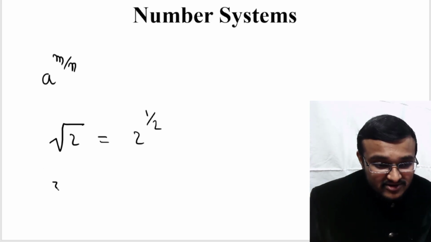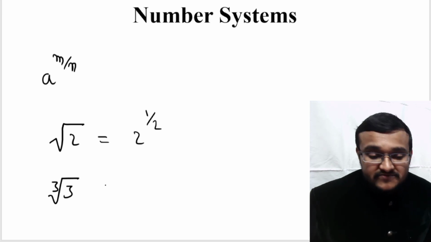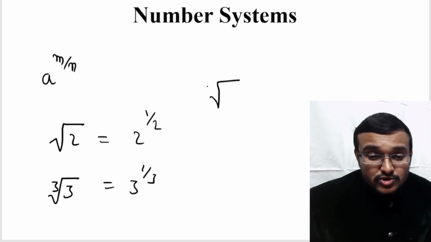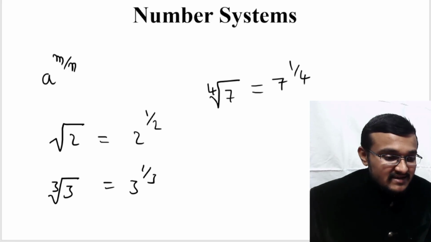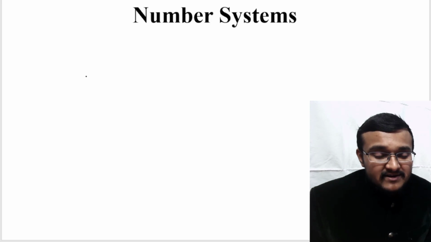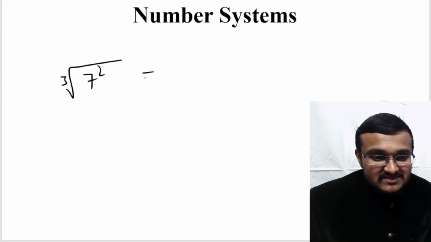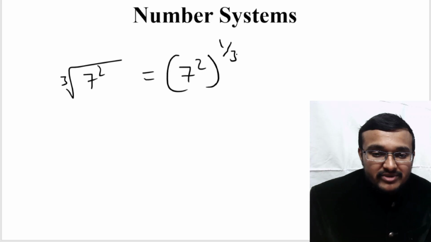Similarly, whenever you are doing cube root of something, for example cube root of 3, this is nothing but 3 power 1 by 3. And fourth root of 7 is nothing but 7 power 1 by 4. Similarly, if you have cube root of 7 square, this is nothing but 7 square whole power 1 by 3.